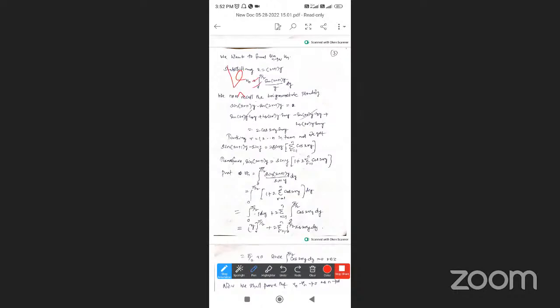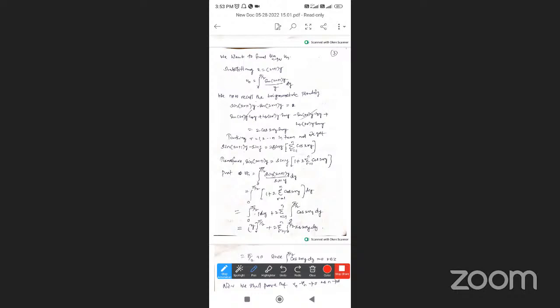So Vn is the integral from 0 to pi by 2 of sin (2n plus 1)y by sin y dy. Our formula we already know. So sin y cancels, denominator and numerator sin y will cancel.